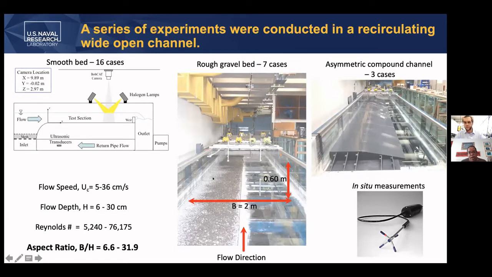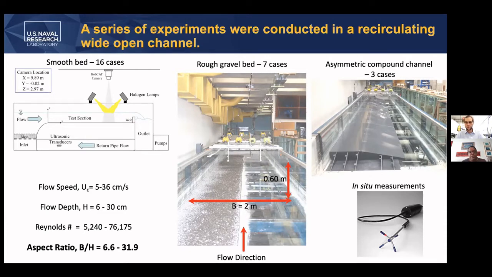I added a rough gravel bed to half of the channel so that I could start to look at increased bed friction and how that impacts the flow. I conducted several cases for the rough gravel bed, and then I built this asymmetric compound channel just to give me some experience with variable bathymetry. We have in situ measurements provided by an ADV, and we also have ultrasonic transducers on the return pipe flow to provide an independent estimate for volumetric discharge.